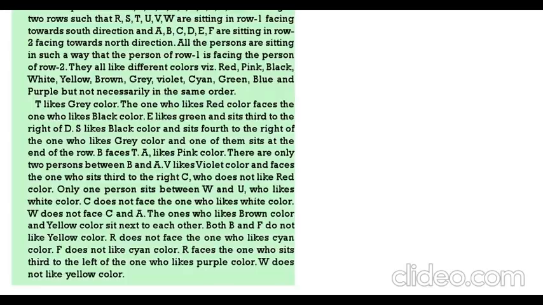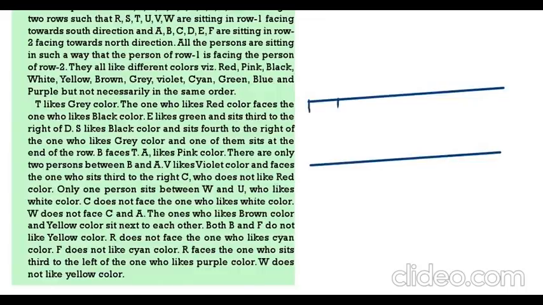Now draw 2 lines like this. Divide each line into how many parts? 6 parts, since there are totally 12 persons, 6 in each row. Now these are 6 parts. R, S, T, U, V, W are sitting in row 1 facing south, so R, S, T, U, V, W will come here. A, B, C, D, E, F will come here.